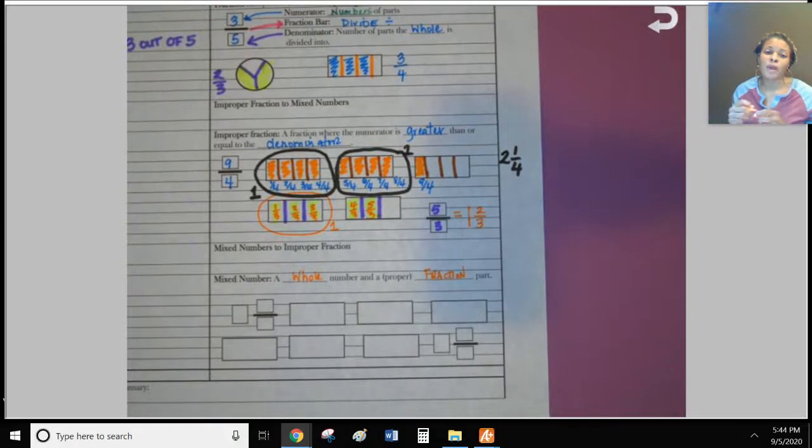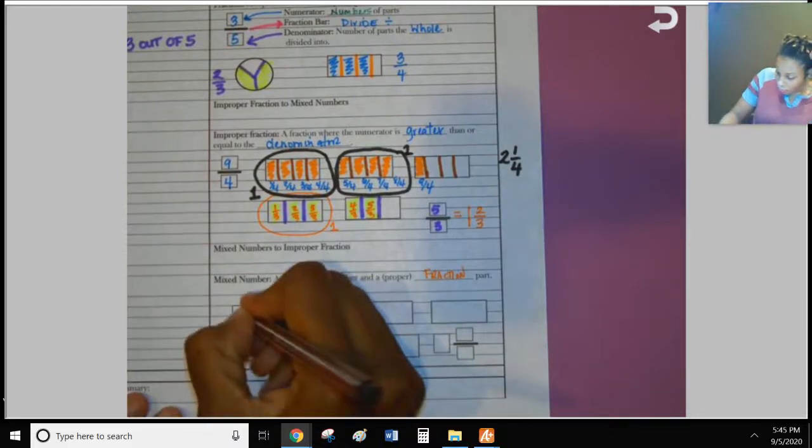So we know that an improper fraction is a fraction whose numerator is greater than or equal to the denominator, where a proper fraction has a numerator that is less than the denominator. Okay? So we want to model 2 2/5.